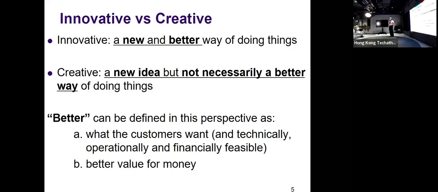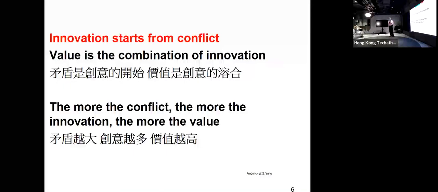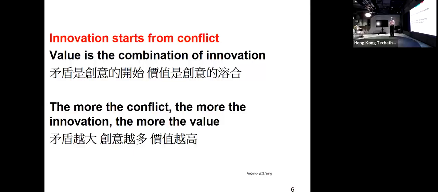This is what the customer wants, okay? And then, even though they want it, the product should be technically, operationally, and financially viable. Otherwise, it is not innovative. It is better value for money. So, innovation starts with conflict. Value is the combination of it: the more the conflict, the more the innovation.